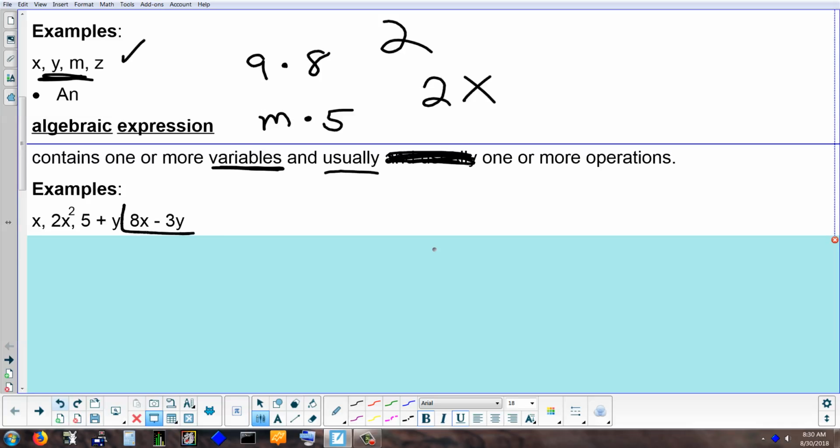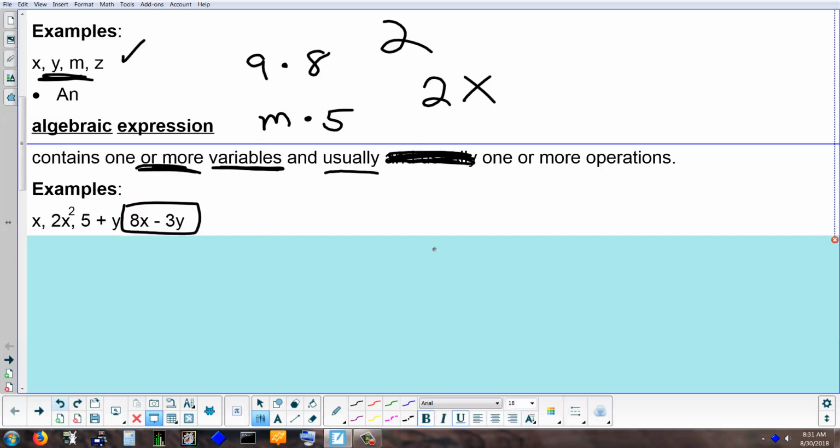Look at this last one. 8x minus 3y. What's the variable there? Can you tell me one of the variables in that box? Yeah, x is one of them. And what's the other one? Y, there's 2. So you can have 1 or more. This one has more. It's got 2 variables. What's the operation in that box? There's subtraction. I agree. There's a minus. Is there anything else?